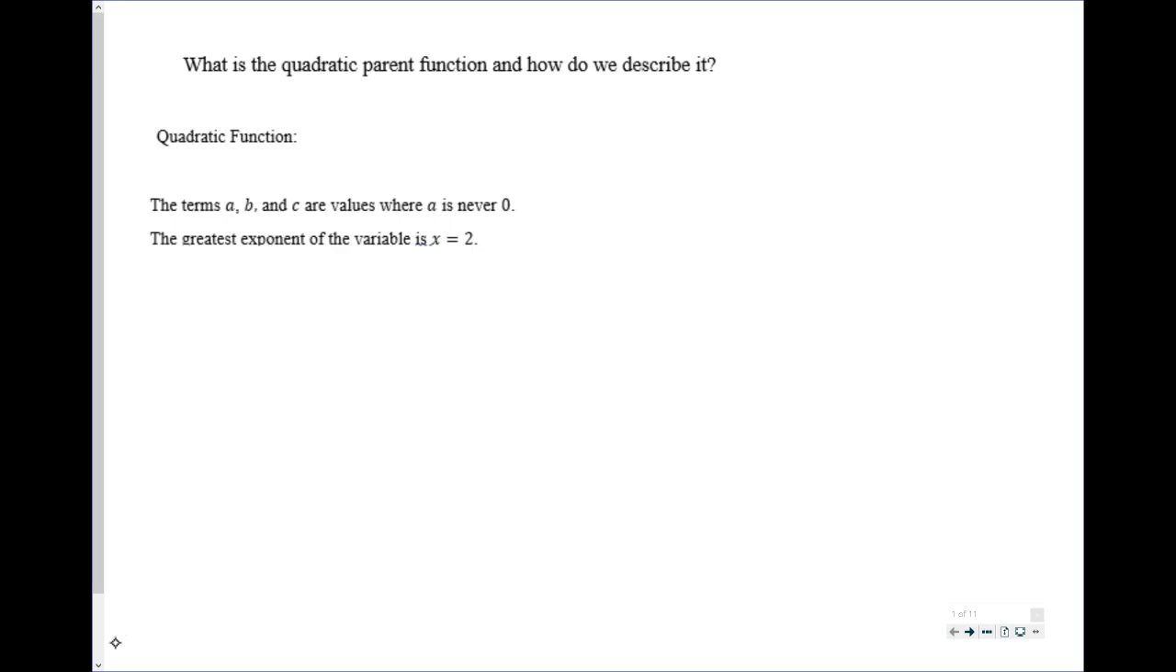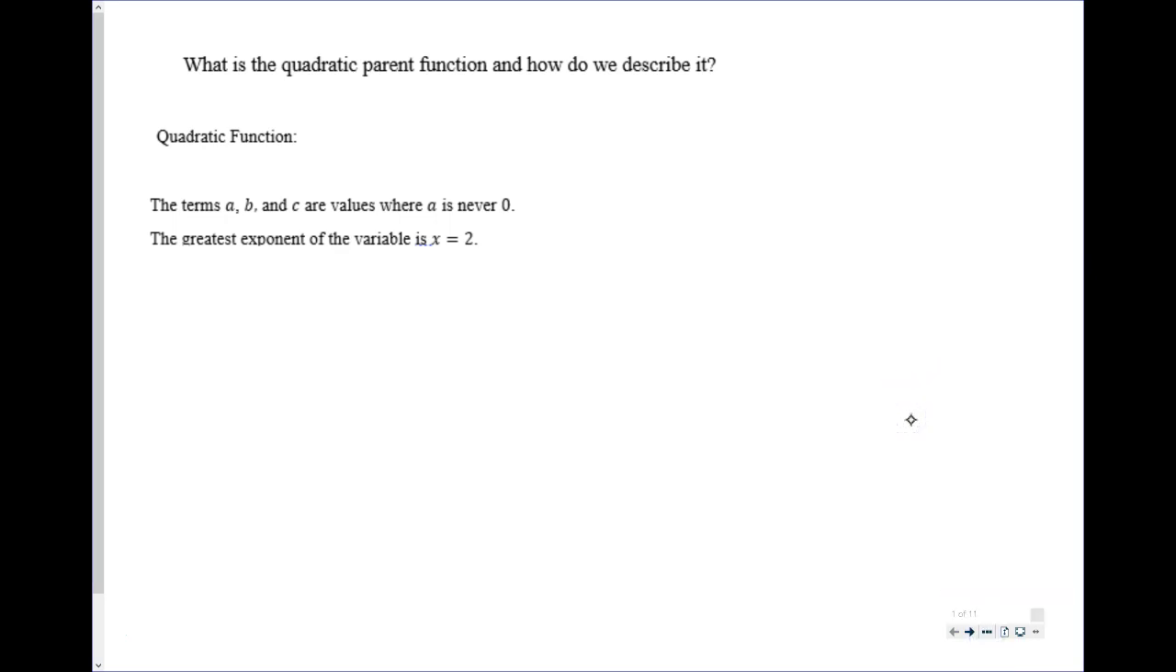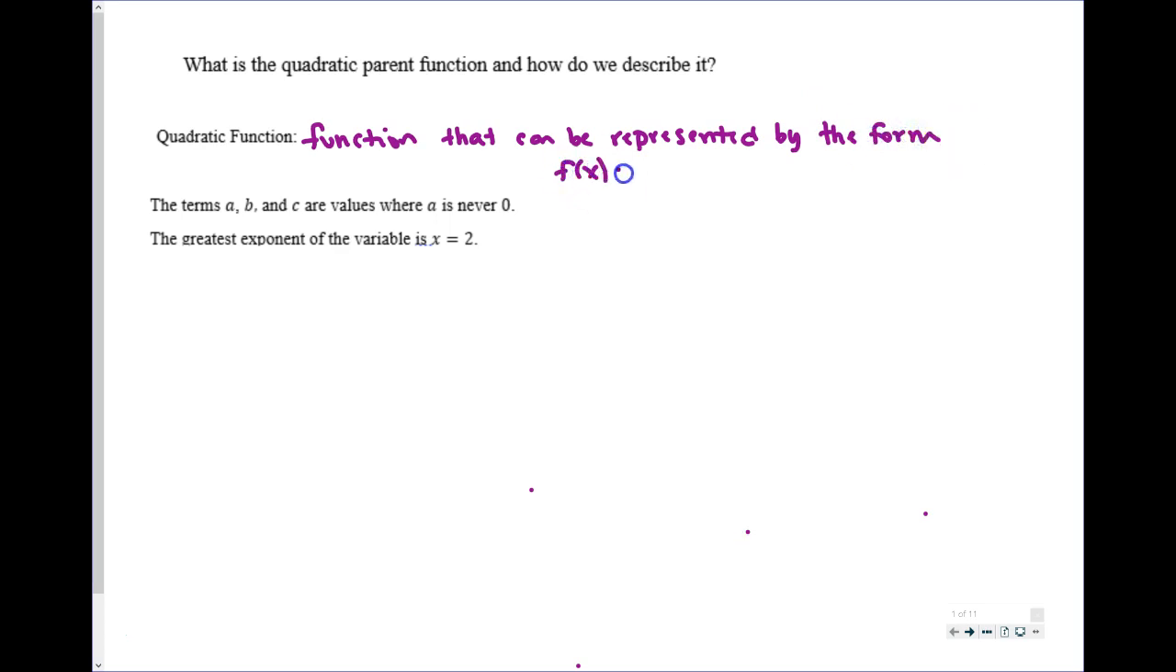Okay, so the first thing I want to do is define what a quadratic function is. And it has something to do with exponents, which is what we've been working with. So a quadratic function is a function that can be represented by the form f of x equals ax squared plus bx plus c.